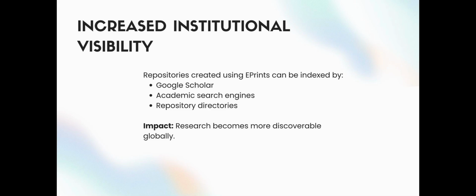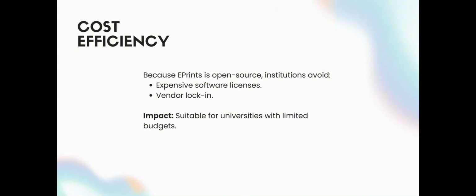As more research outputs become visible online, institutions can strengthen their academic presence and increase the dissemination of knowledge. This visibility also supports the wider impact of scholarly communication. In addition, ePrints offers cost efficiency and workflow automation.